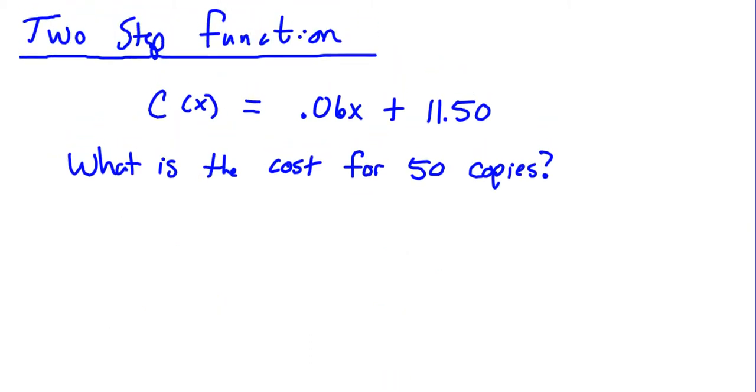Okay, but it's the exact same as the other one. You've got one variable that you're plugging into for x. They give you one number, so you take that 50 and you plug it back in for x. So it's 0.06 times 50. And then you're going to add 1150 to that.